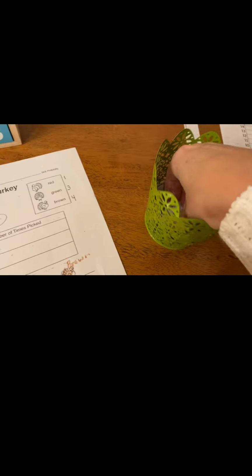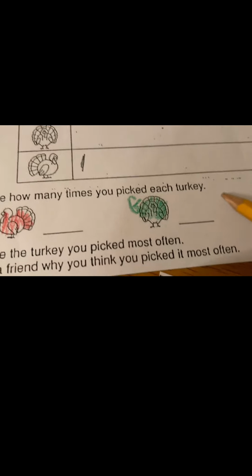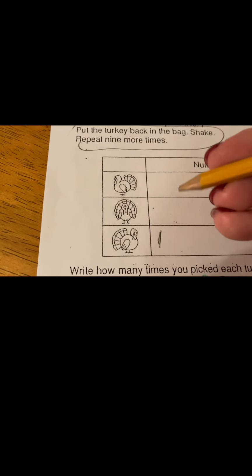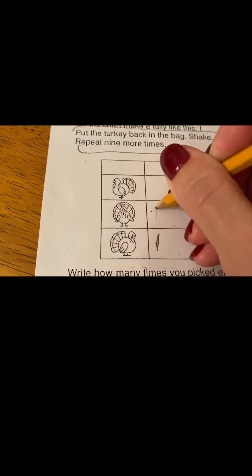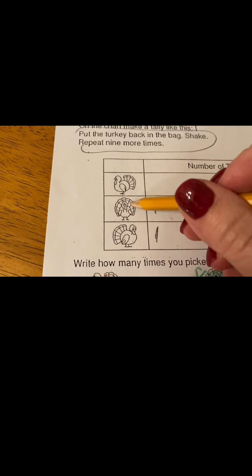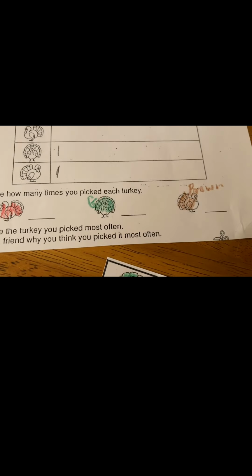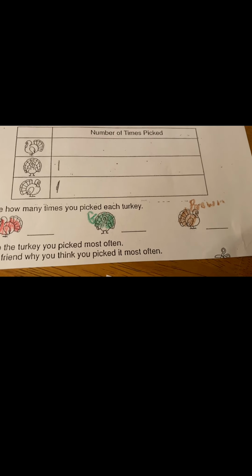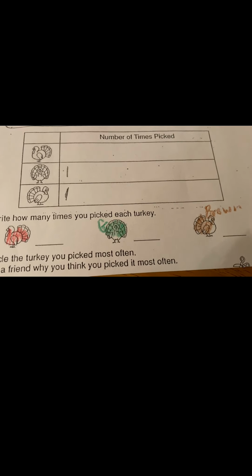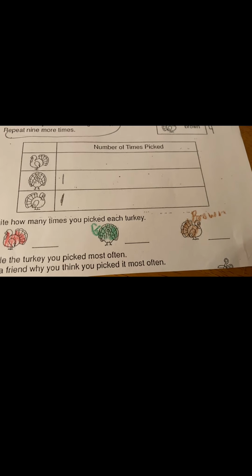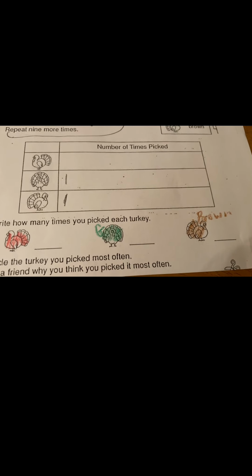I'm going to shake it up. I'm not going to look. I'm going to pull one out. What did I get this time? A green one. So I'm going to look. The green one, I'm going to make this one like here. So it's right here. So I'm going to put 1 tally for the green one. You can even color these in like I did here, so I know when I'm taking them out where I need to put my tally. Okay, and then you're going to do that for a total of 10 times.